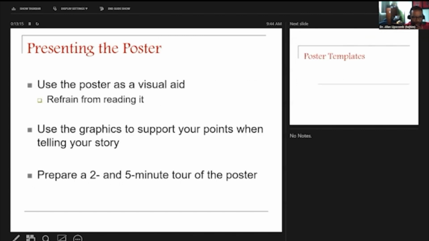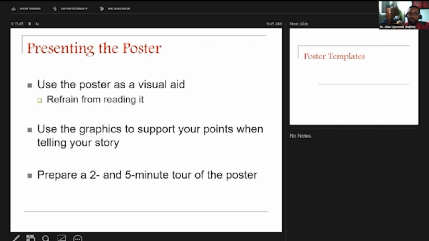Presenting the poster as a visual aid, you don't want to read verbatim from it, right? You want to use it as a reference, so practice, rehearse it, so you can just look at it, glance, highlight certain things, but you're still engaging with your audience about your poster, okay? Use the graphics to support your points when telling the story. This is why graphics, charts, and bars are so helpful, because you can just point to it, right? Or direct folks' attention to it.